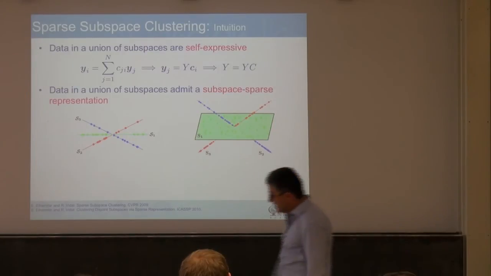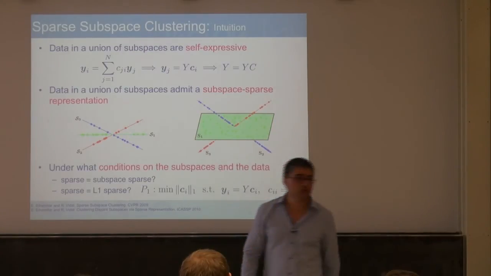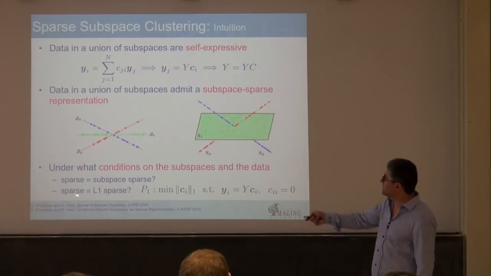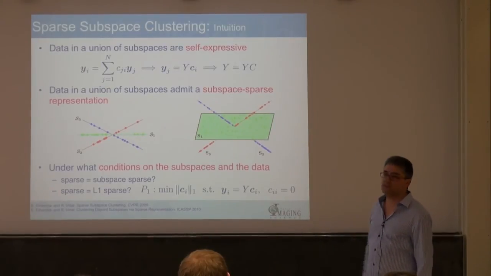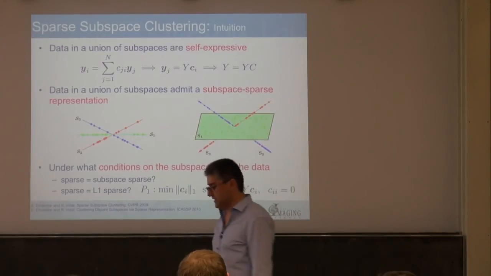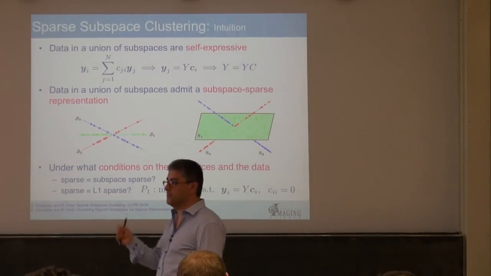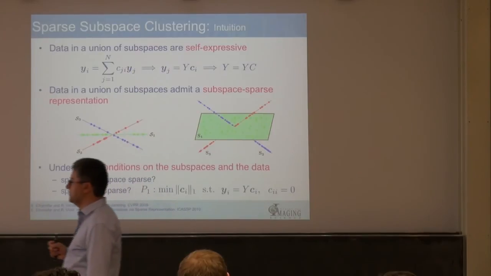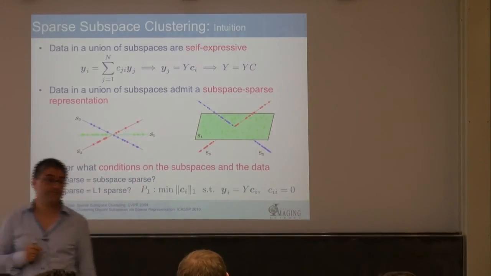So the theoretical question was really, when is this true? When is it the case that a sparse solution is subspace sparse? So when is it the case that if I search for the sparse solution, the non-zero coefficients will come from points in the same group that I'm in? So when will I get good neighbors?